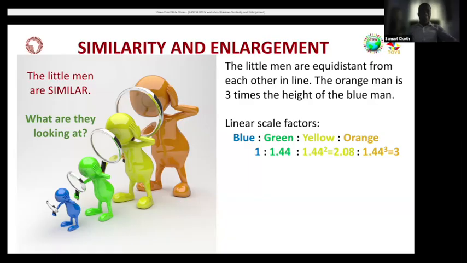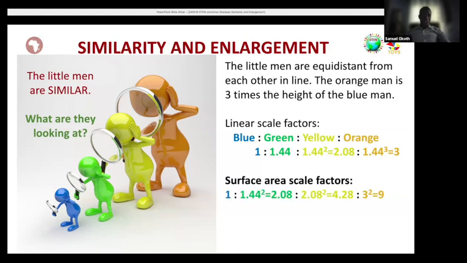So the linear scale factor from blue to orange, to green to yellow to orange, is 1 to 1.44 to 2.08 to 3. And it goes on, and if we were to continue with different colors, it gives a different size of an enlargement that started from the little man.